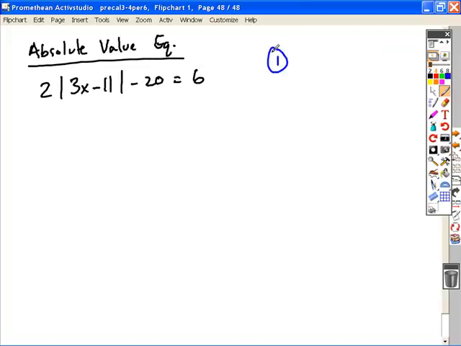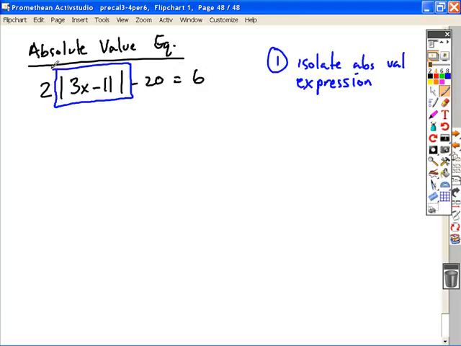Okay, once again, there's several steps to perform on this. The first step is to isolate the absolute value expression completely. That means the entire expression written inside absolute values you want to get alone on one side of the equation. So you're going to undo all the order of operations. So we'll add 20 to both sides here, and then continue to isolate this by dividing both sides by 2.